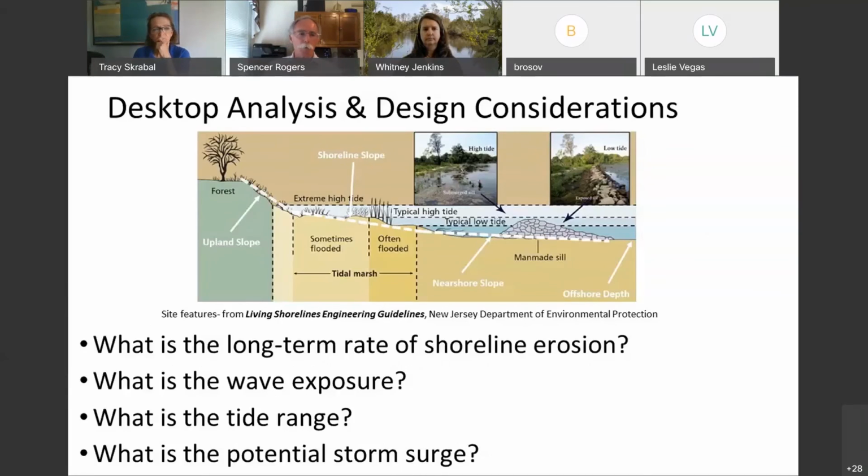In the desktop, we can learn a lot from the field, but there are also some misleading things that may occur. For instance, if there's a recent storm, it may blur the long-term erosion issues and give you an overestimation of how severe the erosion is in the long term. Since most of these structures are going to be dealing with long-term erosion rather than extreme events like recent hurricanes. And we're going to want to know what the wave exposure is. We're going to want to know some important information about the tides and tide ranges, and to some extent, the potential storm surge for the area.